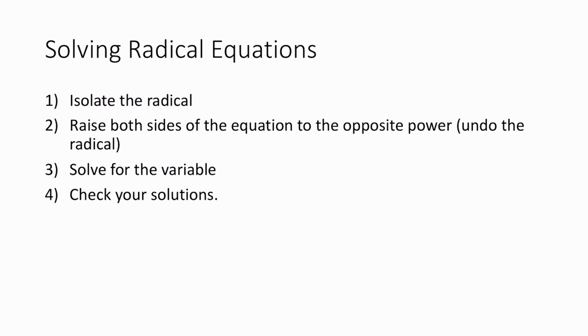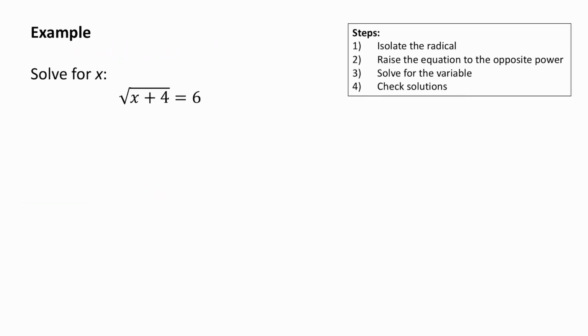So to solve radical equations, you're always going to start off by isolating the radical. Then you're going to raise both sides of the equation to the opposite power, which will undo the radical. You're going to solve for the variable and then check your solutions. So let's try solving this equation for x.